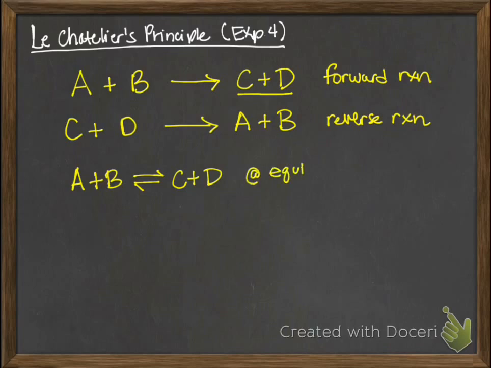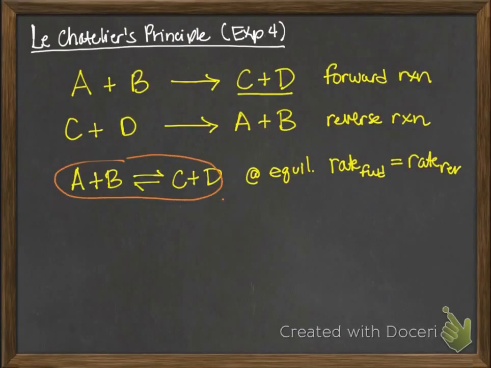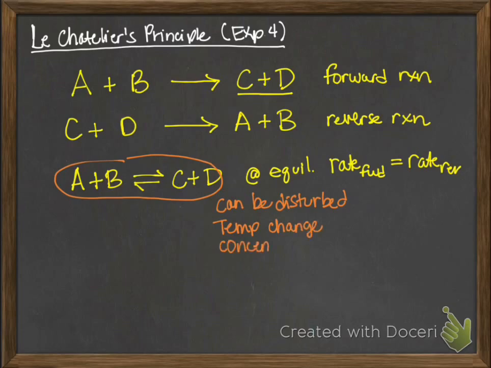And essentially, if we're at equilibrium, as we talked about in class, the equilibrium means that the rate of the forward reaction equals the rate of the reverse reaction. So basically, this reaction at equilibrium can be disturbed, can be stressed. Okay, so ways that this reaction can be disturbed is that the temperature can be changed, or the concentrations of the reactants or the products can be changed, or if it's a gaseous reaction, changing the pressure will cause a stress on the reaction.